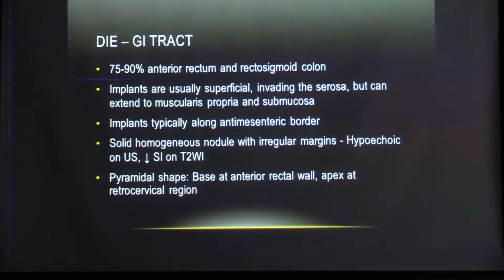GI tract endometriosis: most of it is in the anterior rectum or rectosigmoid colon. The implants are usually superficial, invading the serosa, but can extend to the muscularis propria and submucosa. Implants typically are along the antimesenteric border. They look like solid homogeneous nodules with irregular margins that are hypoechoic on ultrasound and have a low signal on T2. A distinct feature is the pyramidal shape of the nodules, based at the anterior rectal wall with its apex at the retrocervical region.